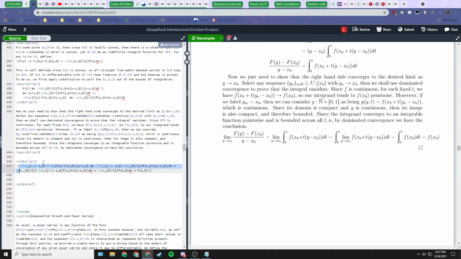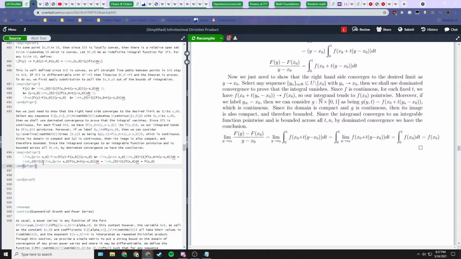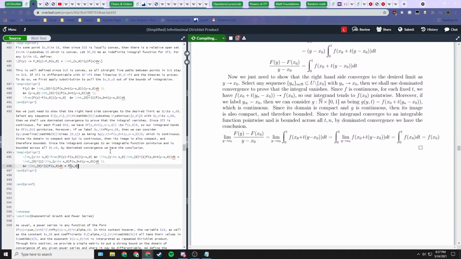Put that in an alignment environment so that we can do some new lines. Let's see, we'll just pull out, close this thing. Okay, that's fine. Seems like that's all we need, so we're done.